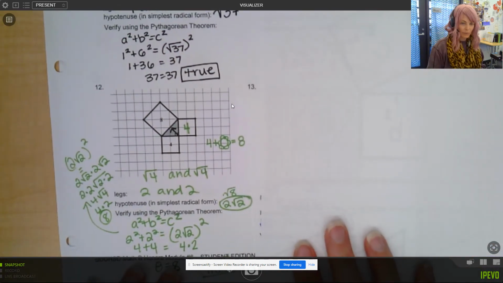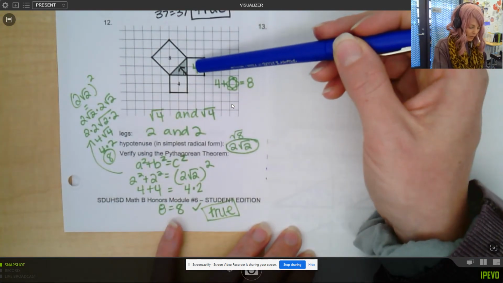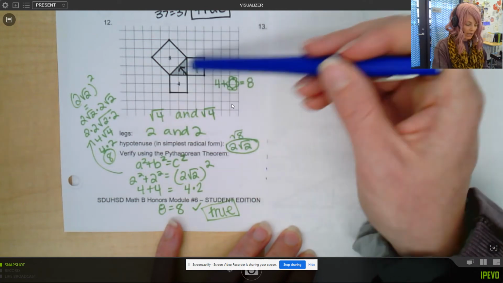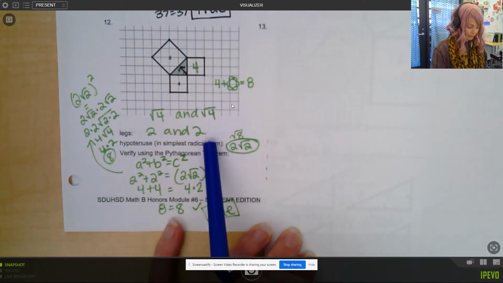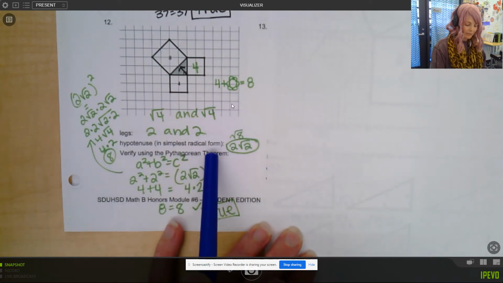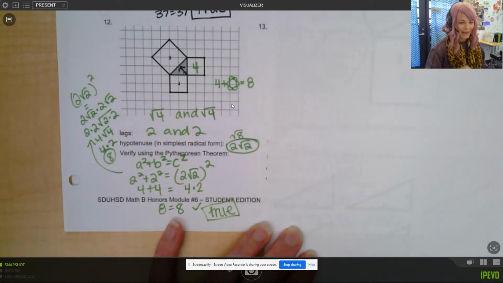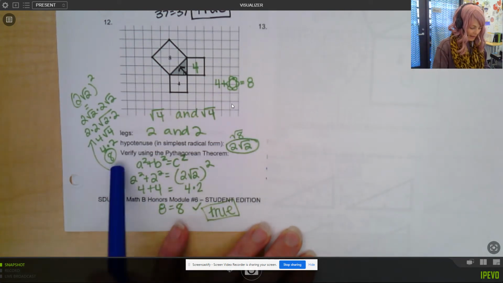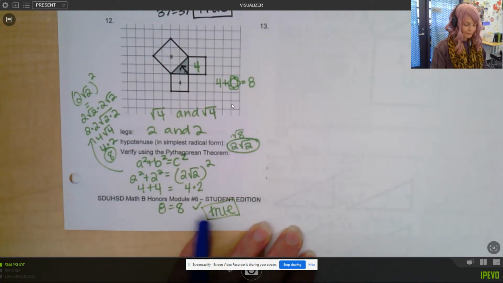Taking a look at 12, our missing area of the square is 4. So our leg lengths are square root of 4 and square root of 4, which is 2 and 2. The hypotenuse in simplest radical form is square root of 8, which we know is 2 square root 2. Don't forget to simplify. And then verify using the Pythagorean theorem, a squared plus b squared is c squared. So we know that this is true.